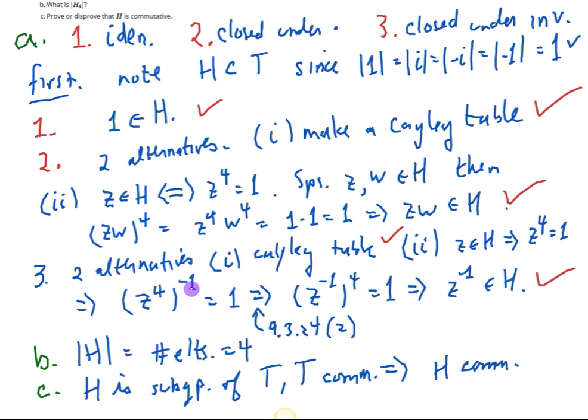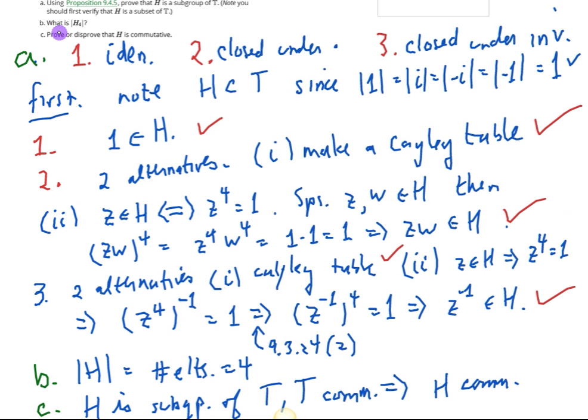All right, now z to the fourth inverse is z inverse to the fourth. We have that from proposition 9.3.24, part 2. All right, so we can write z to the fourth inverse as z inverse to the fourth. So z inverse to the fourth equals 1. Therefore, z inverse is also in H. So that proves the inverse closure property.